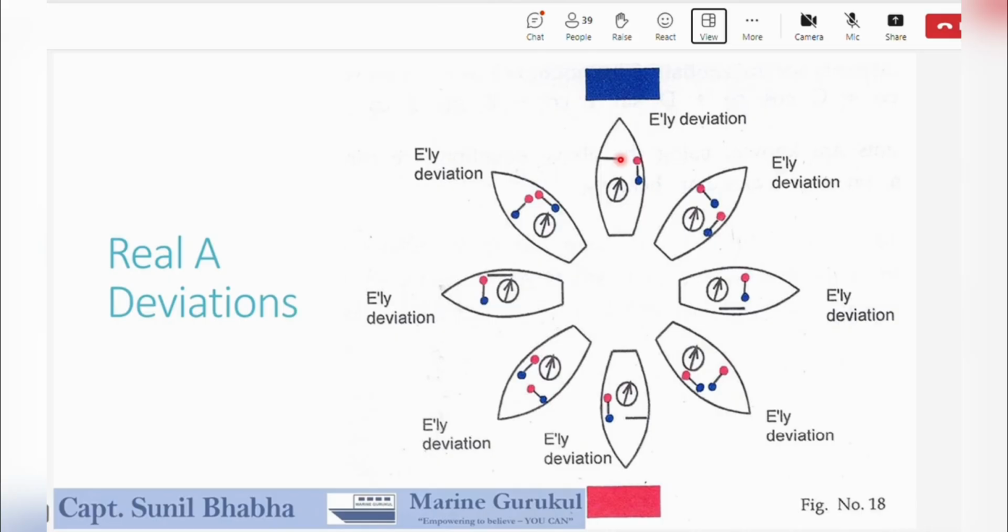Now, being at right angles, no induction happens. No magnetic field induction happens here, and the athwartship beam does not acquire any magnetism. There are no poles which are generated.